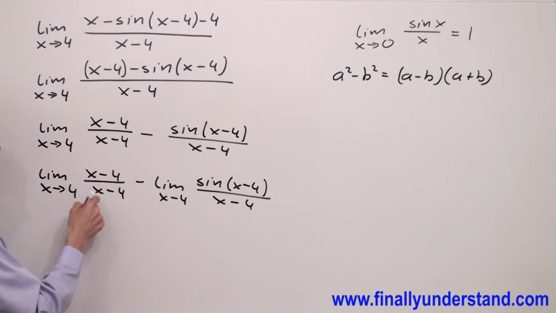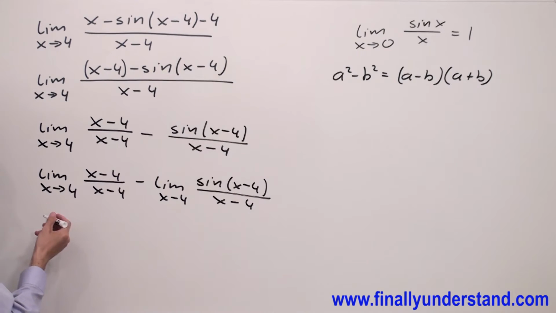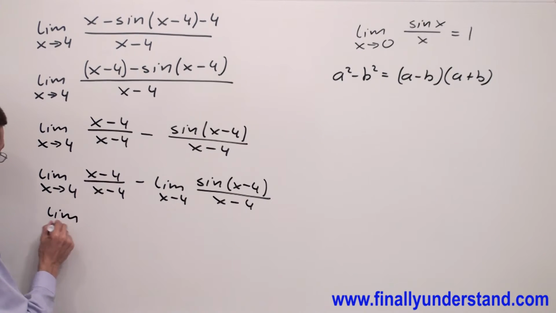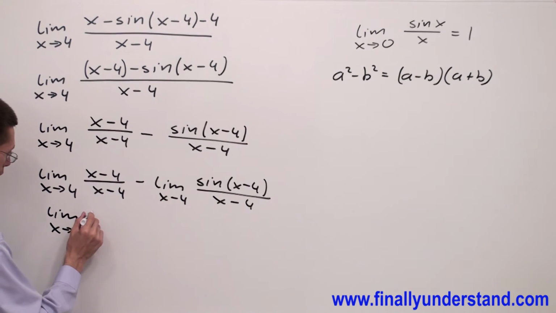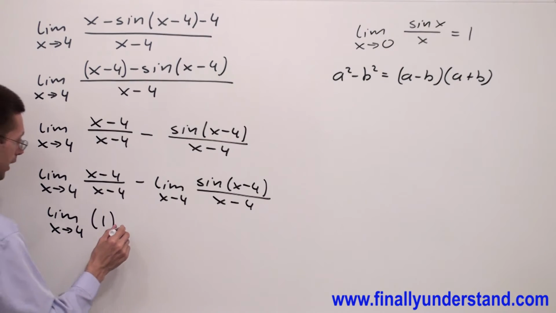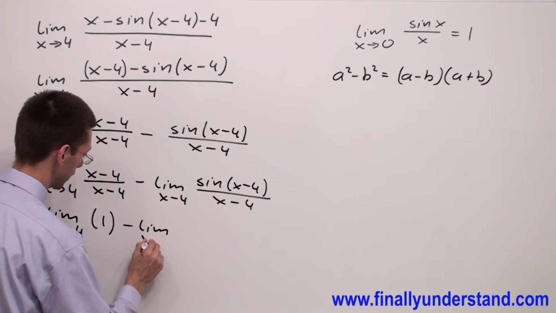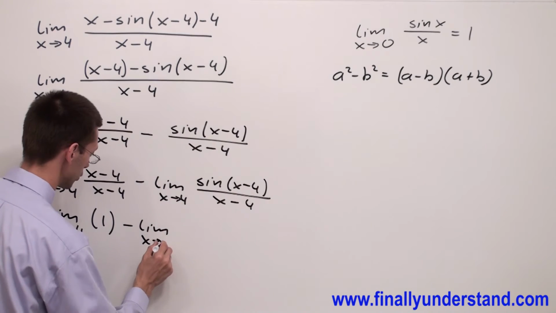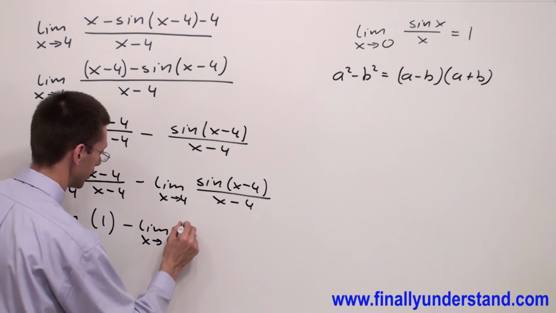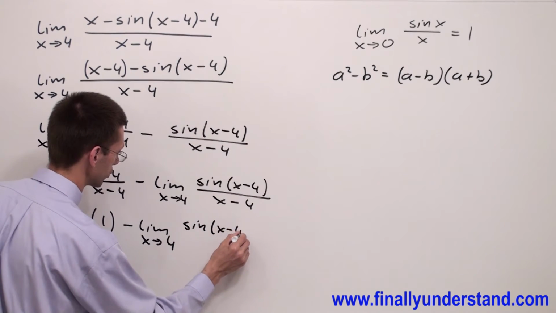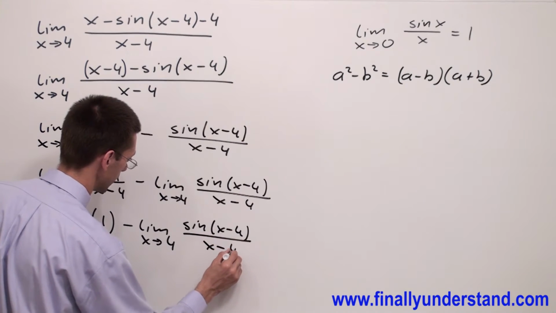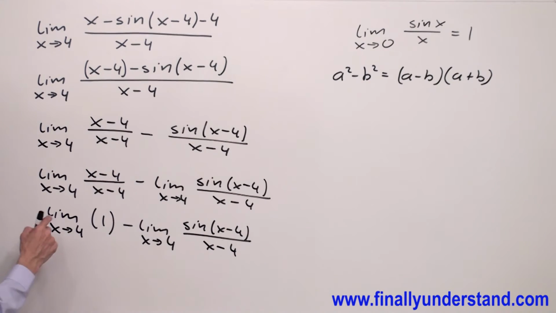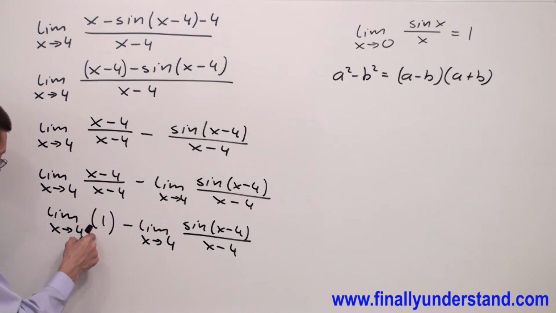X minus 4 over x minus 4 is equal to 1. So I'm going to simply write the limit with x approaching 4 of 1 minus the limit with x approaching 4 of sine x minus 4 over x minus 4. The limit of a constant is equal to the constant. That's why I have 1 over here.